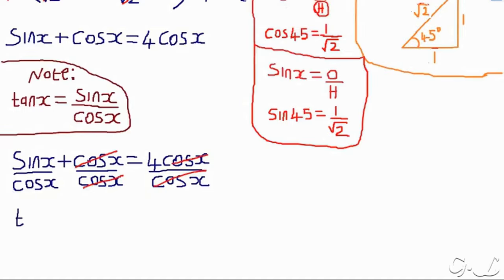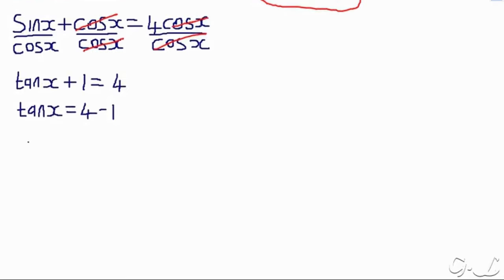and 4 cos x divided by cos x will just give you a 4, and sine x divided by cos x will give you tan x. So it will be tan x plus 1 is equal to 4. We are going to make tan x the subject, so tan x is equal to 4 minus 1, tan x is equal to 3. And then we make x the subject: it will be tan inverse of 3.